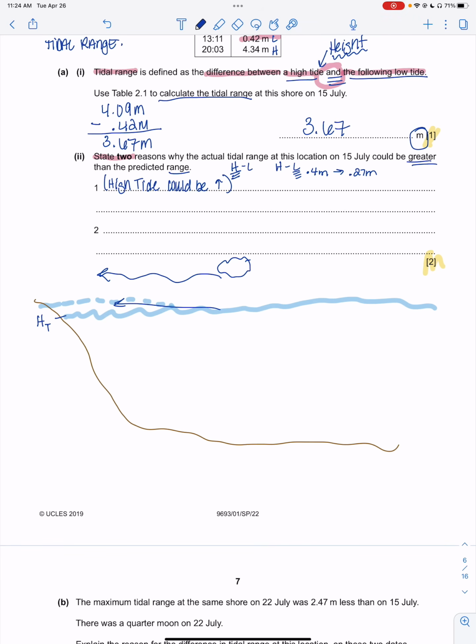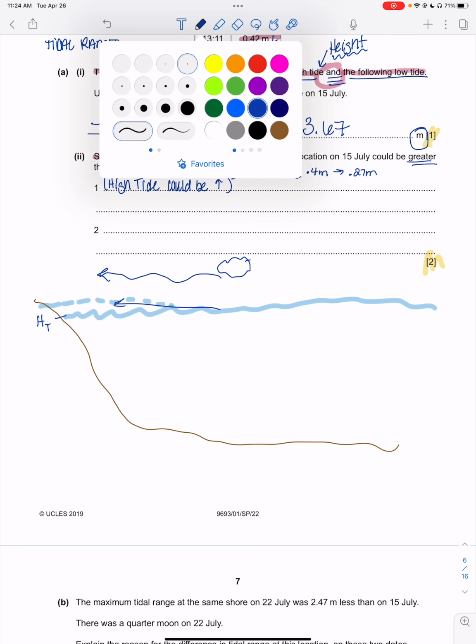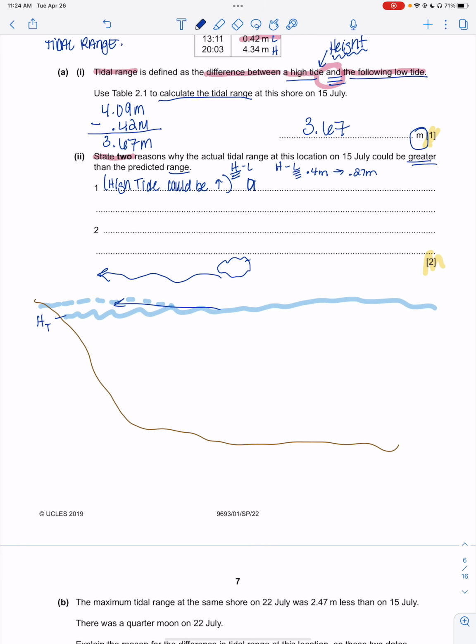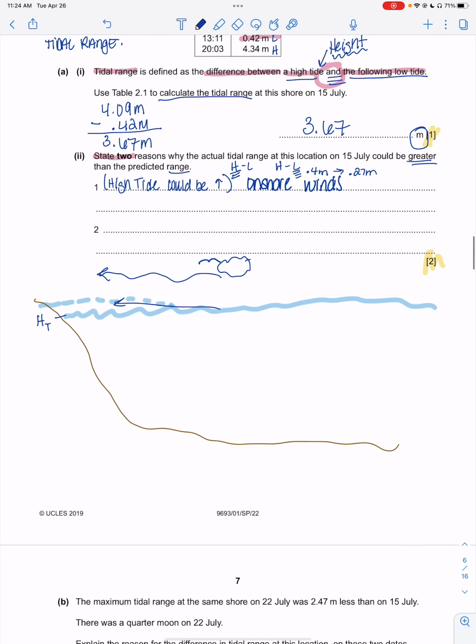So, things that can make the high tide higher. All right, make it a little bit thicker. You could have onshore winds, or like I said, winds blowing onshore, you could describe it. It's literally pushing the water. Or you could have low air pressure, and this would be your mark number 2. You could also call this a storm surge. I'll remind you what that looks like.